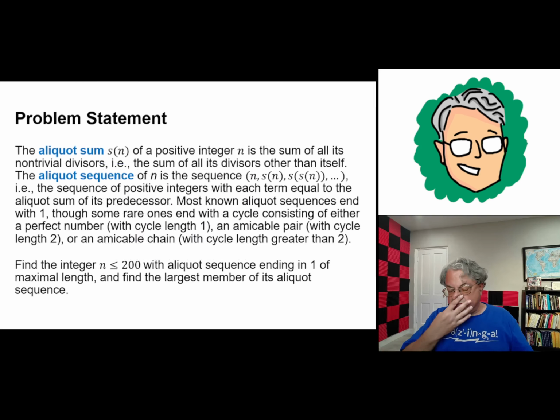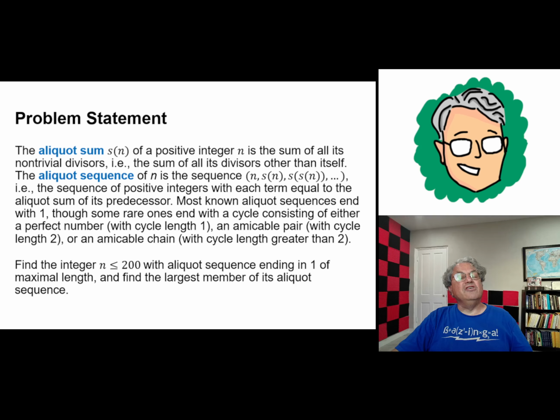So first I have to state the problem, and before I do that, I think I have to give you a little background on aliquot sequences, what they are. You may be familiar with them already, but in case you're not, I'll just read to you what this says. The aliquot sum, usually known as S of n, of a positive integer n, is the sum of all its non-trivial divisors, i.e. the sum of its divisors other than n itself. So we don't count the number itself.